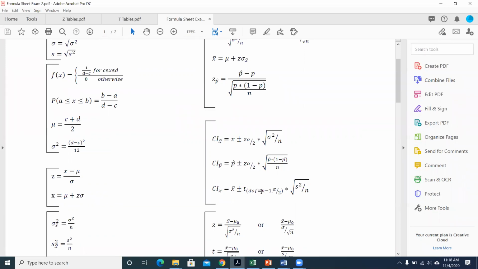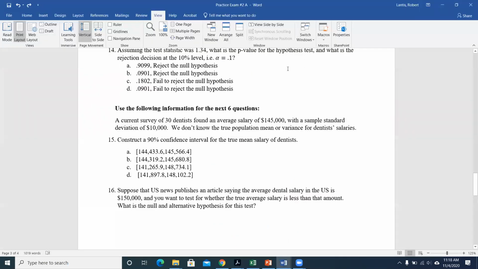I'll need my degrees of freedom. So my sample size here, I believe, was 30. So my degrees of freedom is simply going to be 30 minus 1, or 29. I'll look up whatever confidence level I want, alpha over 2 on either side of it, and then multiply it by, remember, this represents my standard deviation of my sample means, but we know that that's equal to the square root of the sample variance over my sample size. So let's go back to the problem.